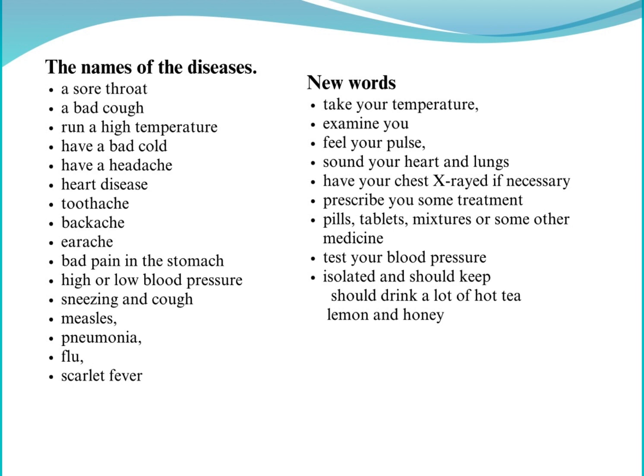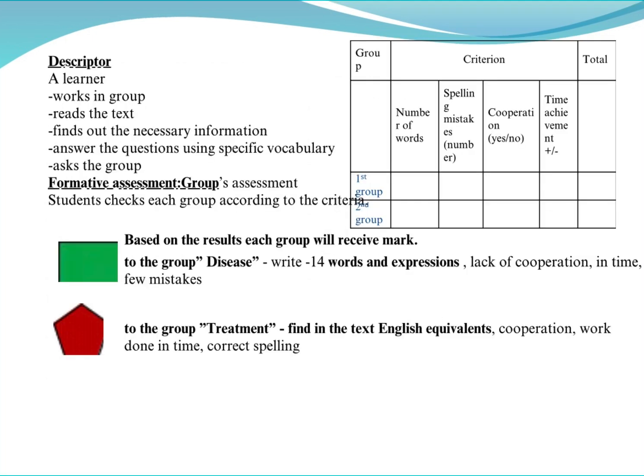Now, the next task is working on the text with a group task. Now, I have divided you into two groups. The first group is disease, the second group is treatment. Now, let's be introduced to a descriptor. With this task, a learner works in a group, reads the text, finds out the necessary information, answers the questions using specific vocabulary, and asks the group.